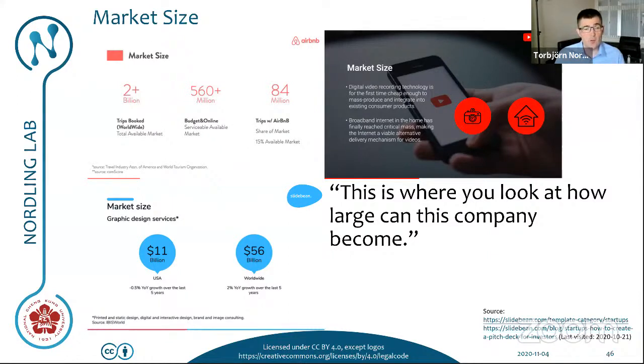Now, some investors, they don't even want this market size slide because they themselves will estimate it. I, however, would recommend that you in general include it, because not all investors know the market that you are within. And this is a good way to catch, again, the attention of investors, by having a market size so large that people know that this can become a really significant venture, because ultimately the market size determines how large the company can become and how much money investors can make through the company.